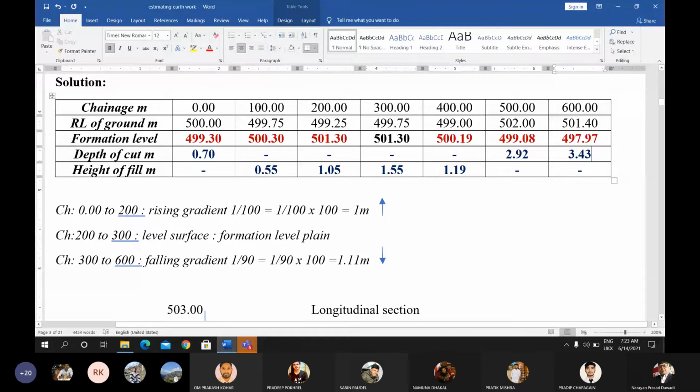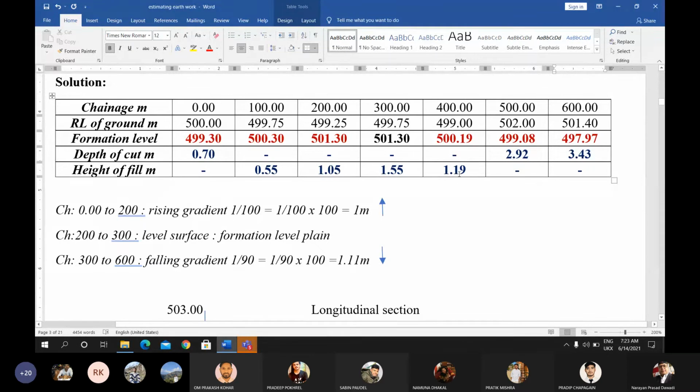And from 100 to 400 meter channel, all the channels have filling depth. You can take average between 100 to 200, 200 to 300, and 300 to 400, because all of them are filling depth. Now from 400 to 500 meter channel, again the 1.19 depth is filling depth, but for the 500 meter channel the 2.92 depth is cutting depth.